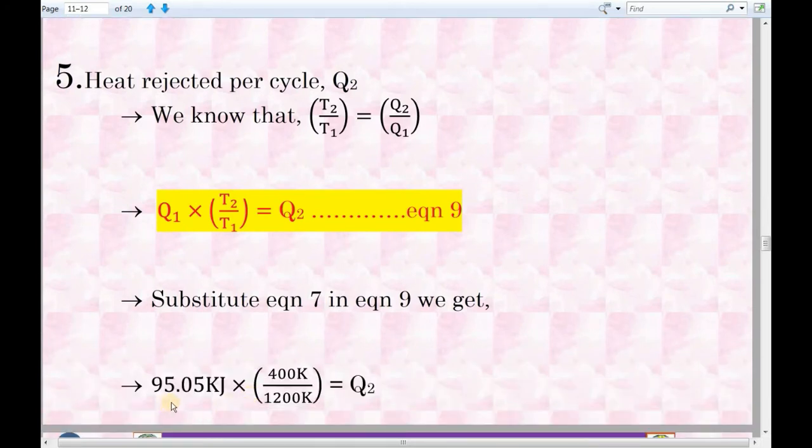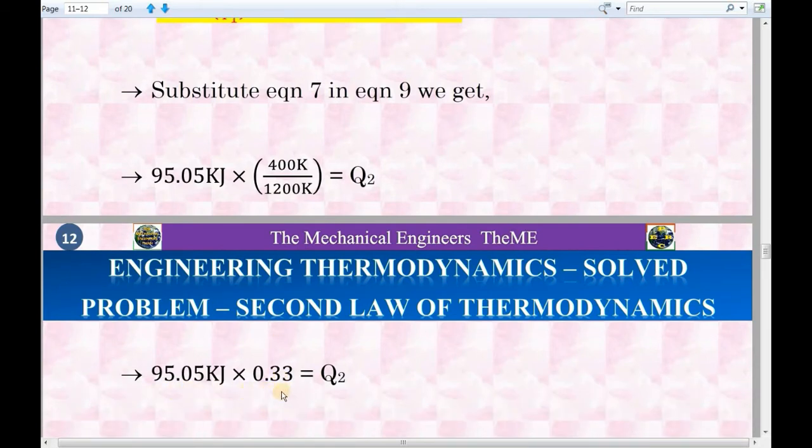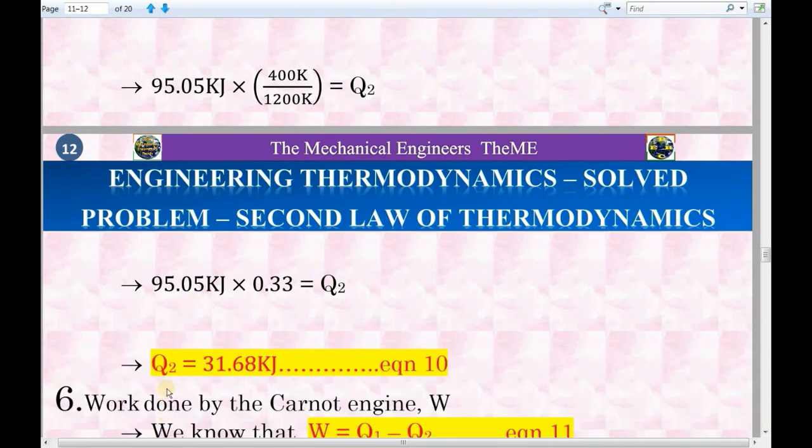We get 95.05 kilojoule into 400 Kelvin divided by 1200 Kelvin is equal to Q2. In this LHS, 400 Kelvin divided by 1200 Kelvin is 0.33. So the next step will be 95.05 kilojoule into 0.33 is equal to Q2. So here 95.05 kilojoule into 0.33 is 31.68 kilojoule. So the next step will be Q2 is equal to 31.68 kilojoule, which means the heat rejected per cycle is 31.68 kilojoule, which is taken as equation 10.